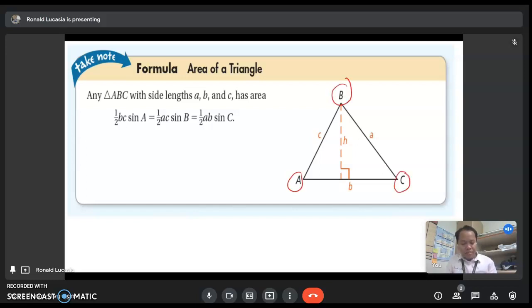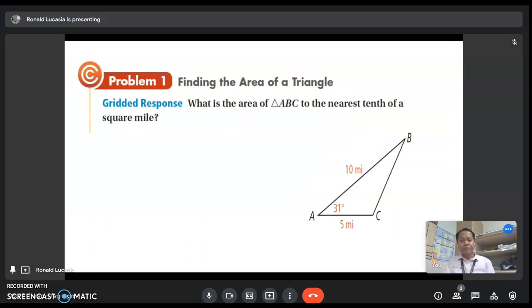ABC with sides A, B, and C has an area which is equal to 1/2 BC sine A, 1/2 AC sine B, and 1/2 AB sine C. So to be able to use this formula, you must have two sides and an included angle. Let us use this formula in solving example number 1.